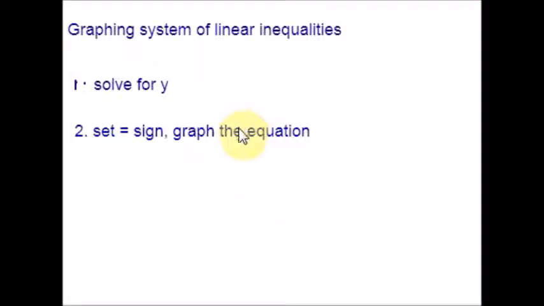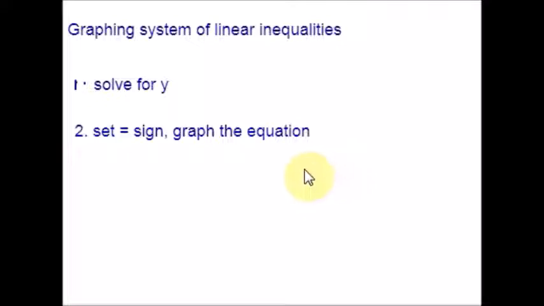If the inequality sign does not contain an equal sign, greater than or less than, then draw the line as a dashed line. If it does have an equal sign, then draw the line as a solid line.